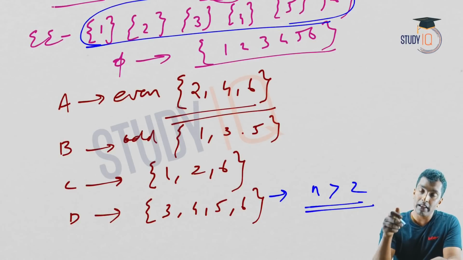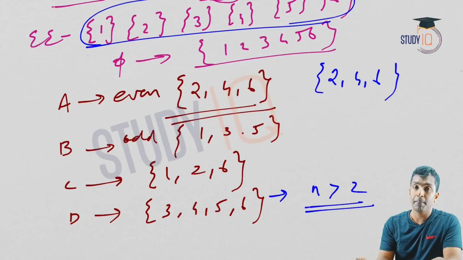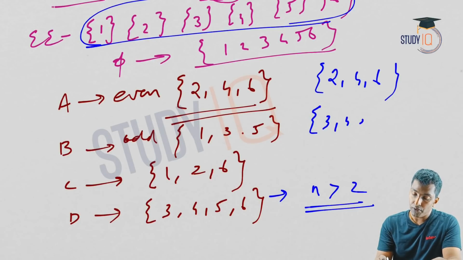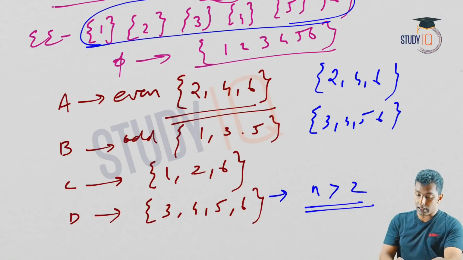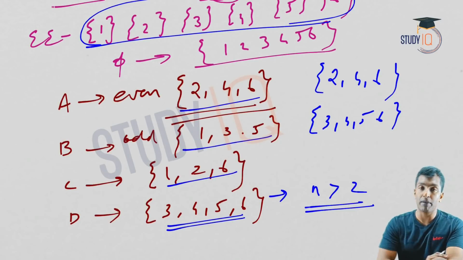So if I am saying that event A is getting an even number, then what are the favorable outcomes? 2, 4, 6. This is how you'll write. Or if I say event D is getting a number which is greater than 2, then what are the favorable outcomes? 3, 4, 5, 6. So these are what we call the favorable outcomes.